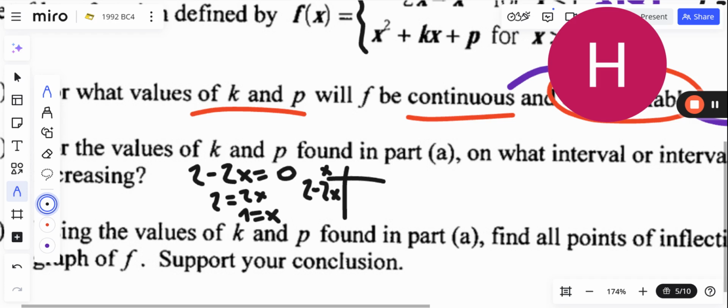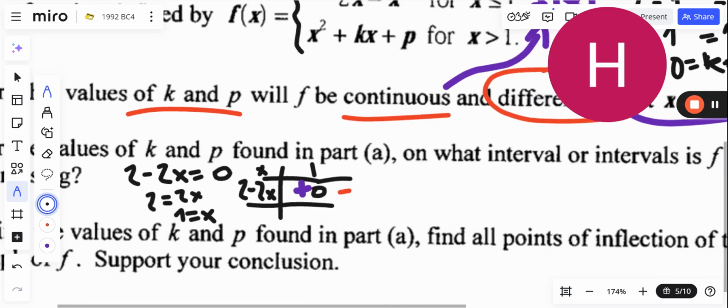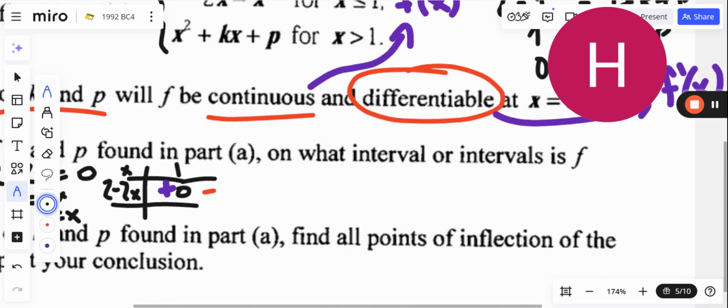2 minus 2x. It's going to have opposite behavior than normal. So this is going to be plus, and this is going to be minus. So it's increasing from negative infinity until 1. And then let's look at the other piece. When is that one increasing?